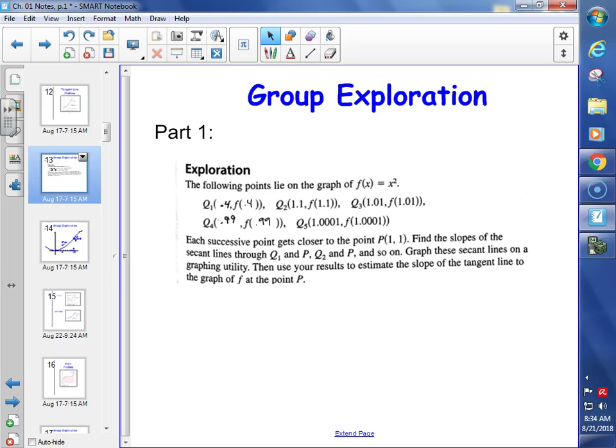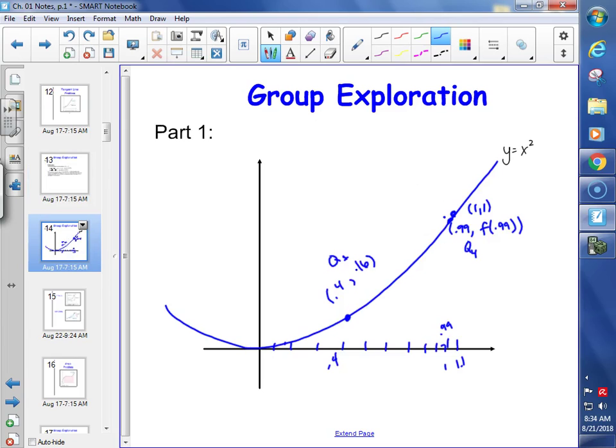But what are you supposed to be doing with every single one of these points? Let me use the one example that I have over here. The one example that I started with was Q1. Group exploration says to go ahead and do what we would call a secant line. And if you wanted to, you could even color code it. Not that you necessarily need to, but you can come up and get some other markers if you want.